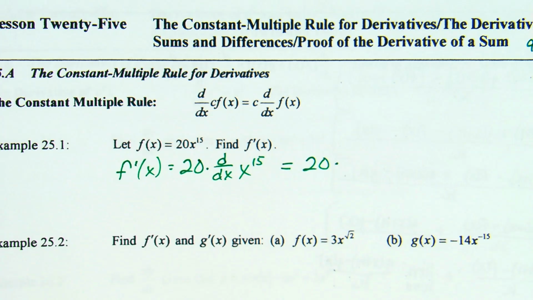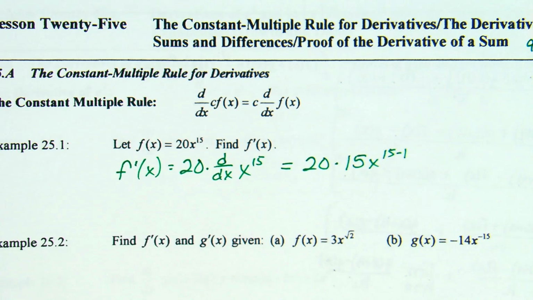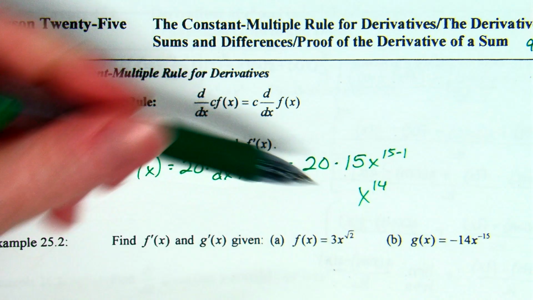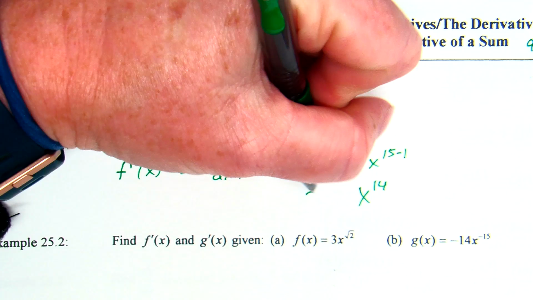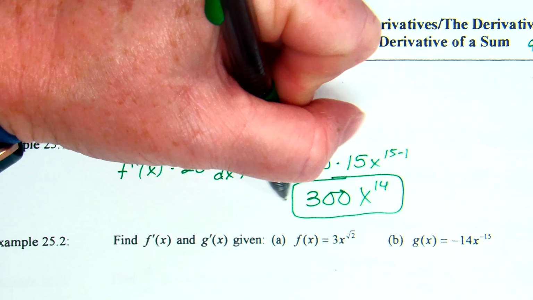Does that sound familiar? Remember your rule from last Friday? Move that 15 out front, and then instead of 15, the exponent is going to be 15 minus 1, which is x to the 14th. Now, we have a 15 out front and a 20 out front. What can we do with the 20 and the 15? Multiply. And 20 times 15 is 300. So we have 300x to the 14th.